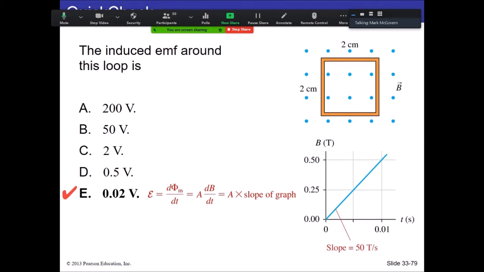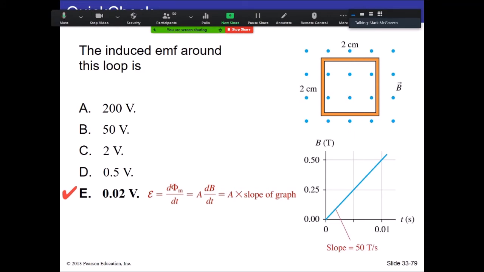Okay, which direction is the current? Let's review. Our magnetic field is out of the page and increasing. Step 1, we want to oppose that change. So we want an into the page magnetic field, that's part 2, which would be accomplished by having a clockwise current. So those are the 3 steps.